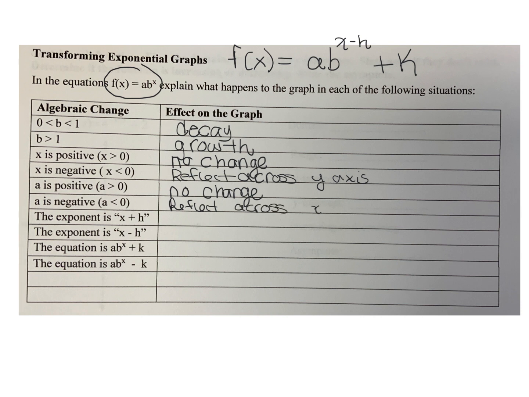across the x-axis. If the exponent says x plus h, if it says plus, you're moving to the left h units. And if it says minus, you're moving to the right h units. If the k at the end is a plus k, then you go up k units. And if it's a minus k at the end, then you go down k units. And a little note right here. This k is linked to your asymptote, which we'll talk about more.